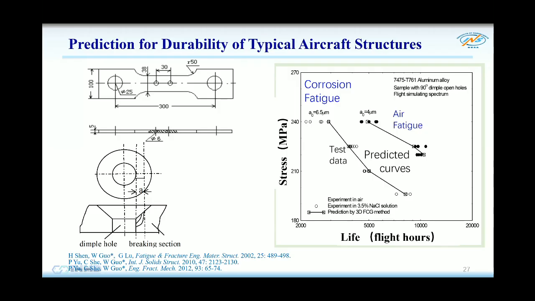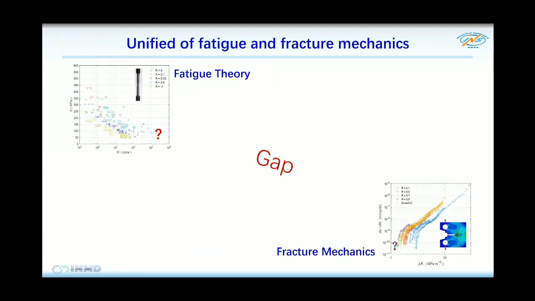This is a typical structure like this one, and the crack initiated here. This is in air, this is in corrosion fatigue, literally. And this data is experimental. The line is our prediction. So we have the ability to make prediction for the durability. And we call this the S-N curve based fatigue zone, and there are changes about the fatigue limit.